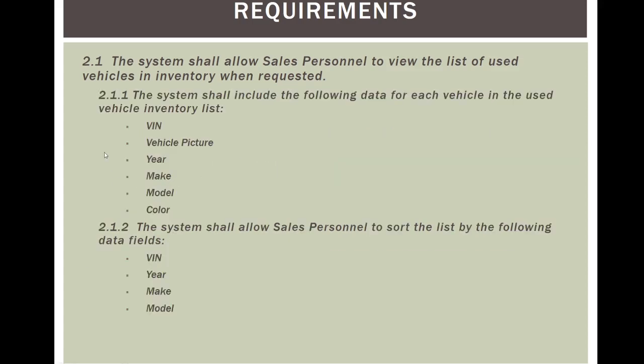All right, and so here we go. Again, we're in that used vehicle system. The system shall include the following data for each vehicle in the used vehicle. Well, you know what? Each one of these is going to be a subset of this 2.1.1, as we saw in that previous slide.